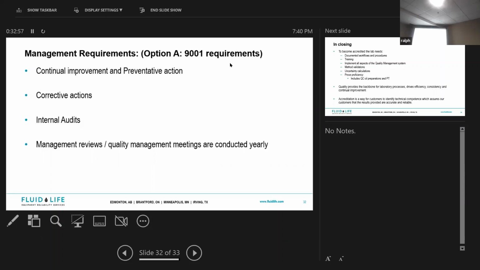Internal audits every year. We're required to do an internal audit of the quality system. So that's the overall quality system. And then each lab is going to have appendices.